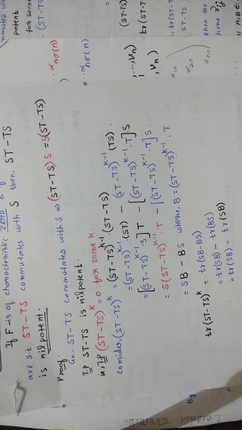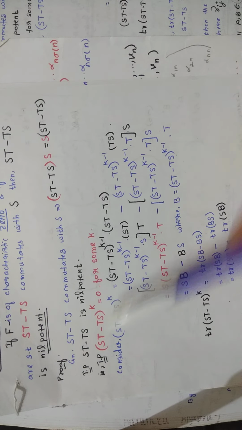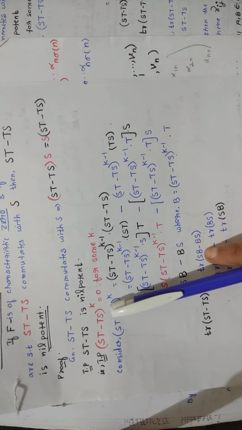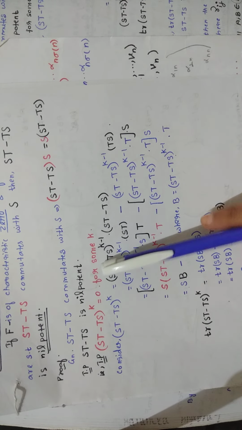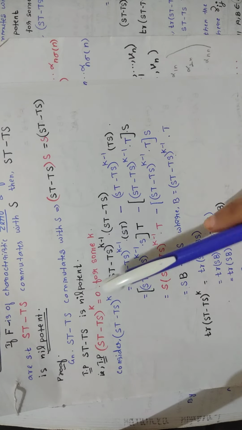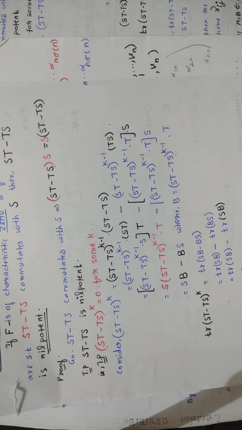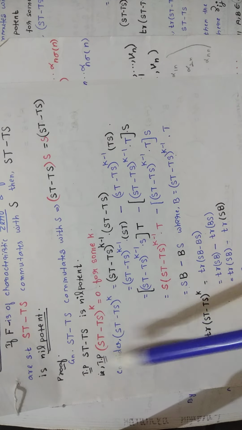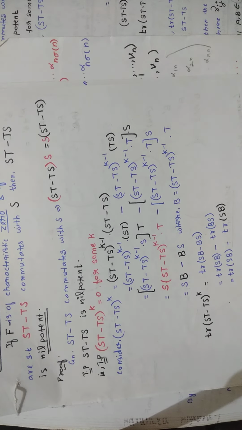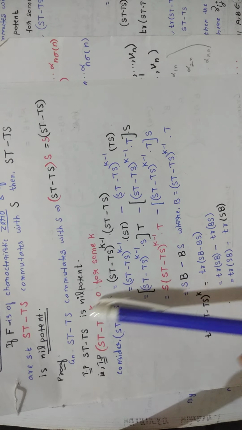And then what you have to prove is that ST minus TS is nilpotent, right? So that is what you are writing. To prove ST minus TS is nilpotent, by the definition of nilpotent, you are going to prove this for some K. You are writing this from the definition of nilpotent. Can you understand that? So that is to prove (ST minus TS) power K equal to 0 for some K. Now consider the left hand side.